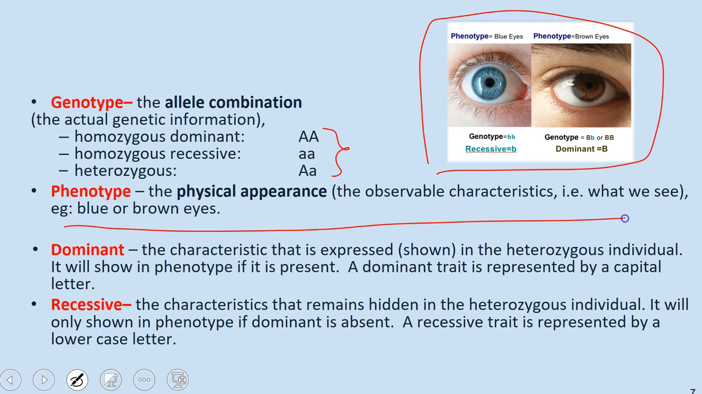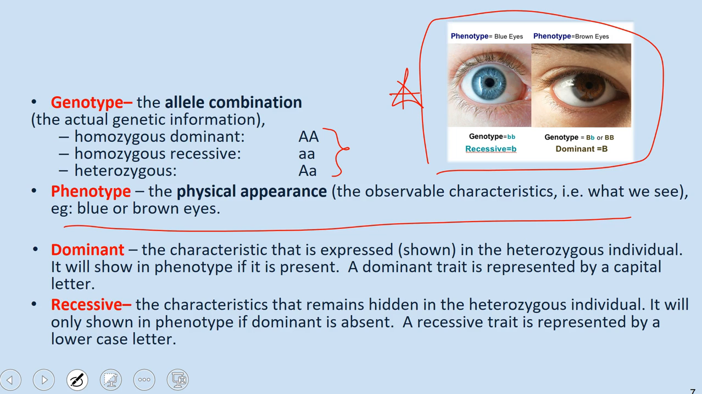So the term phenotype relates to the physical appearance. I like to remember phenotype, physical, that same PH sound at the beginning of the word. And this is our observable characteristic. So in the case of our eye color example, it's whether or not the eyes are blue or brown. Whereas the genotype is the letter combination, the big B, big B or the little b, or the big B, little b.